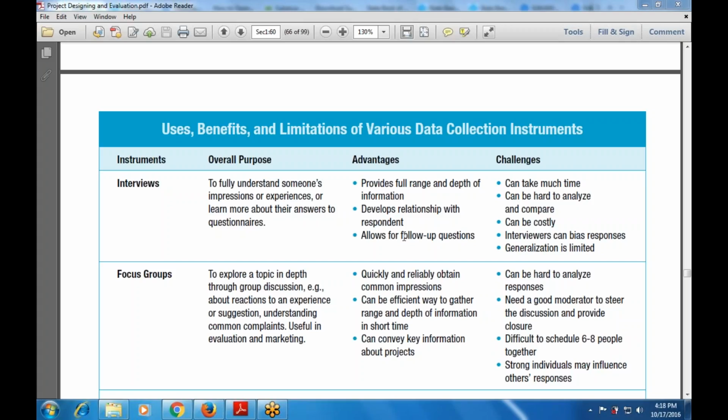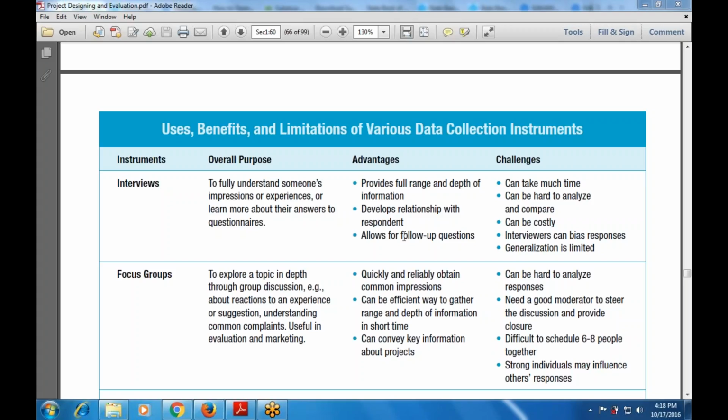The next one is the focus group. So first is over, that is the interviews. We have studied what the main purpose is, what the advantages are, and what the various challenges are. Next one is focus groups, to explore a topic in depth through group discussion, for example, the reactions to an experience or suggestions, understanding common complaints, useful in evaluation and marketing.